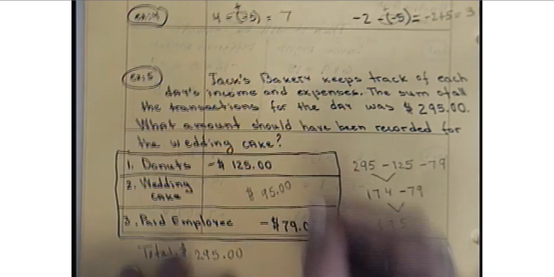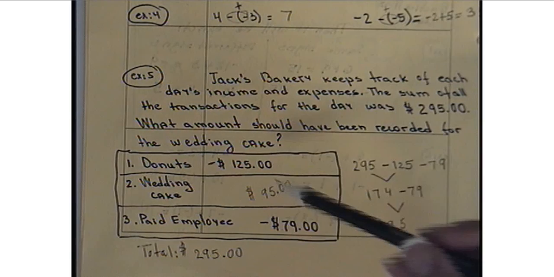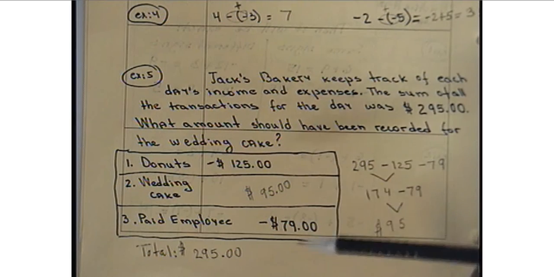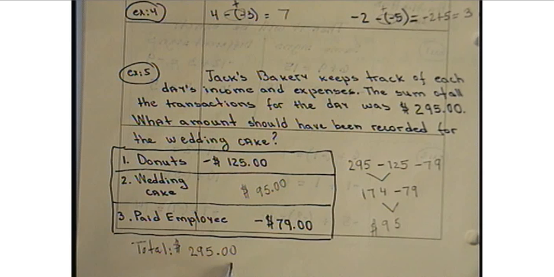$95. And if you want to check your work, make sure that is correct, you can always add all of those expenses. 125 plus 95 plus 79 should make a total of $295. Alright, thank you for watching the video and we'll discuss your questions in the class.